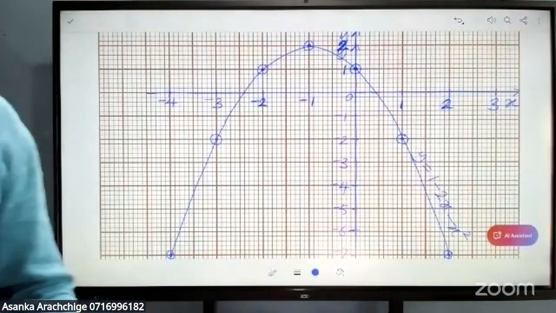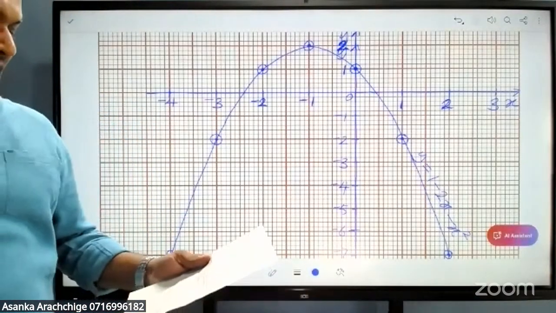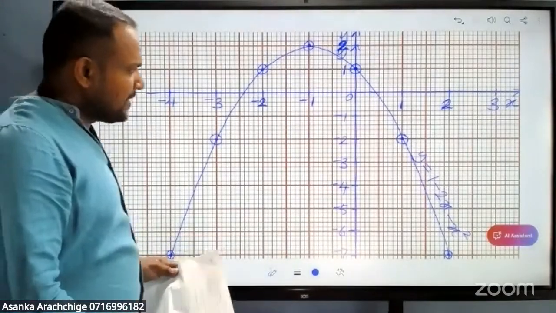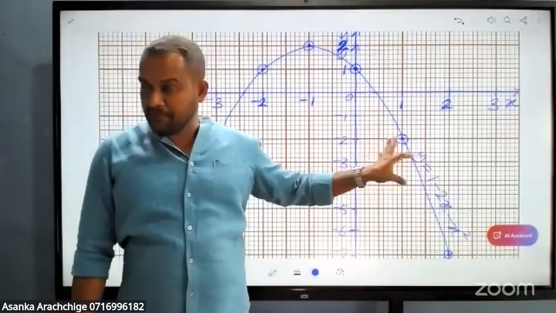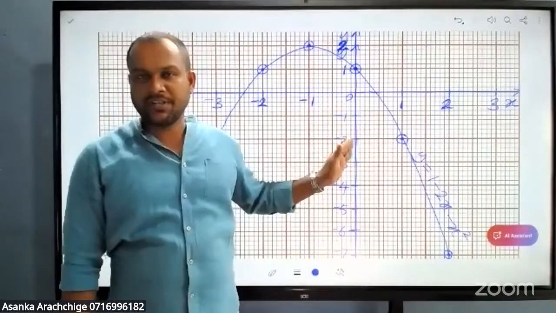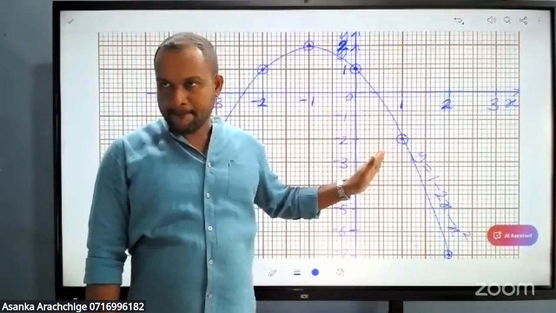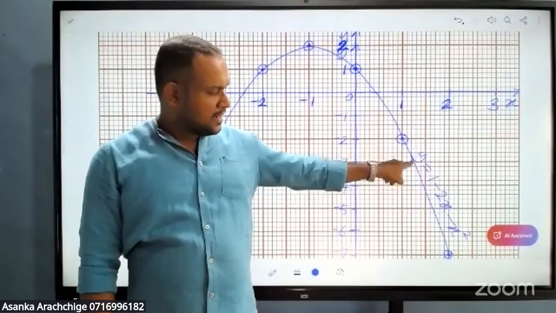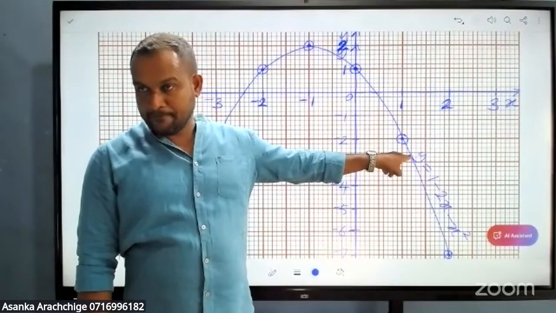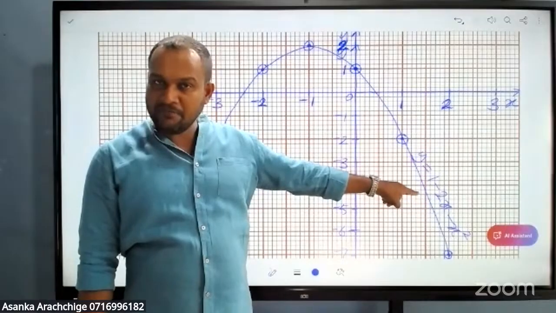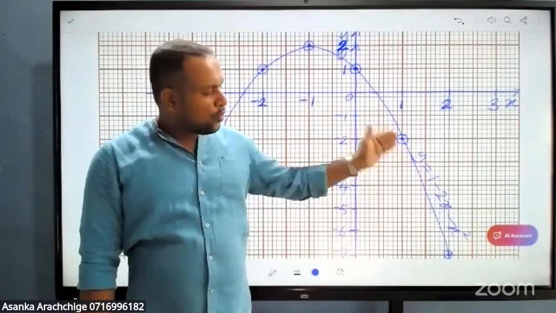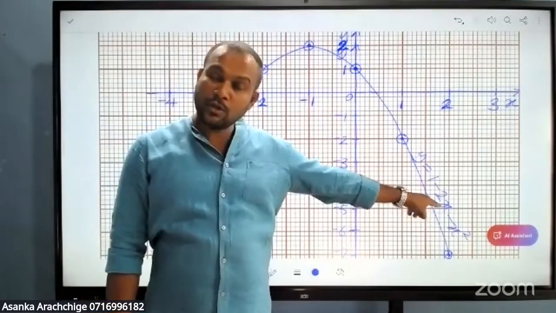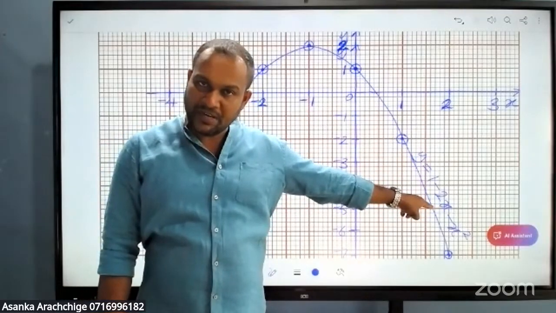Write the maximum value of the function. Function means y. Y is the owner of the function. Y is the dependent variable. X is the independent variable. So this function shows how y changes according to this independent variable.